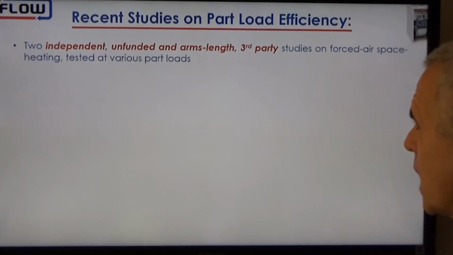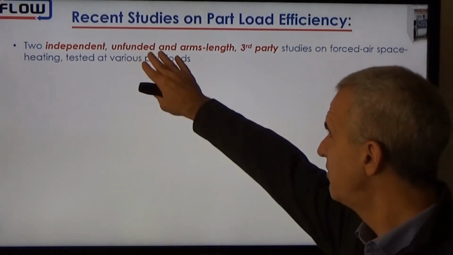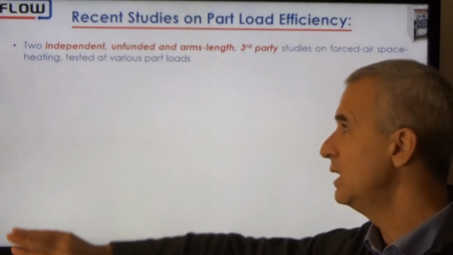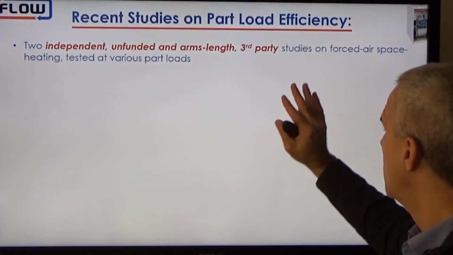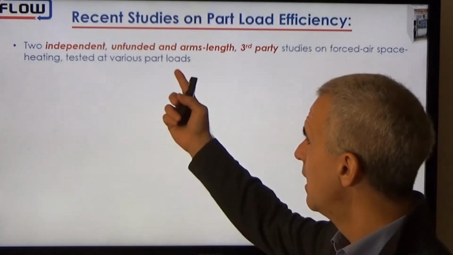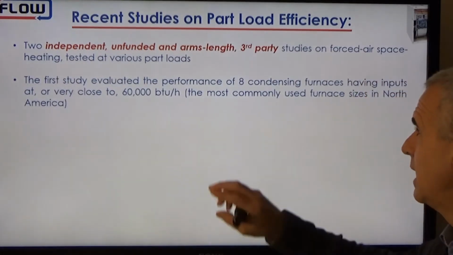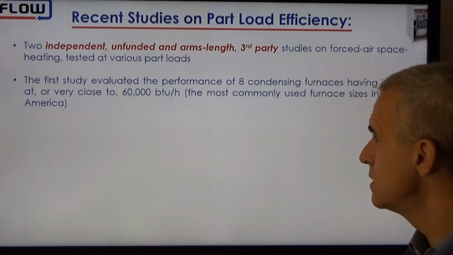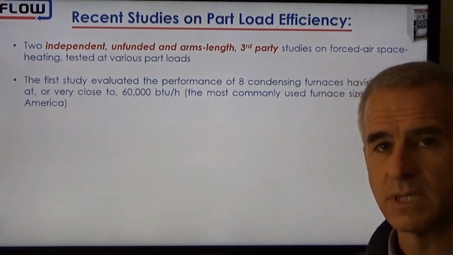So, recent studies. There have been two independent studies, unfunded by iFLOW. We didn't support it, we didn't pay for it. They are completely independent, arm's length, third-party studies that looked at forced air heating performance at various part loads. The first study evaluated 8 condensing furnaces at the 60,000 BTU range, because that's the most commonly used furnace size in North America.